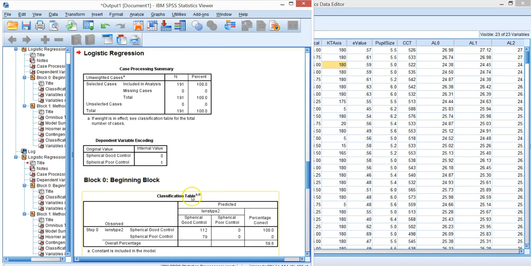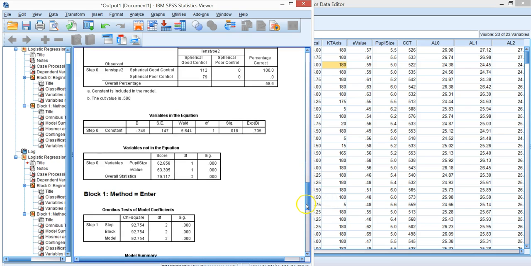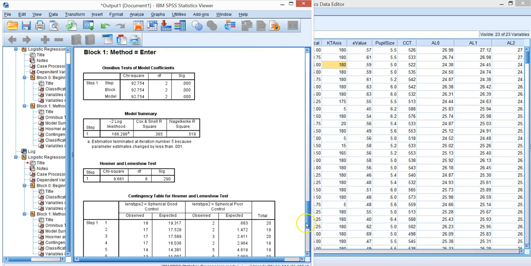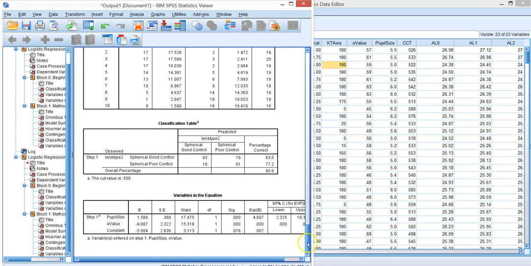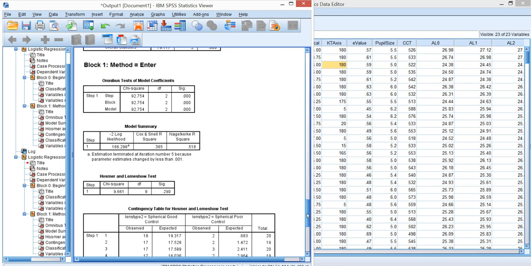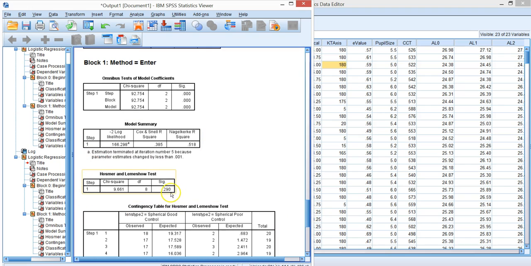And so I just did it again, same thing. So let's look at our actual equation. So the Hosmer-Lemeshow test comes out as not significant, indicating a good fit.